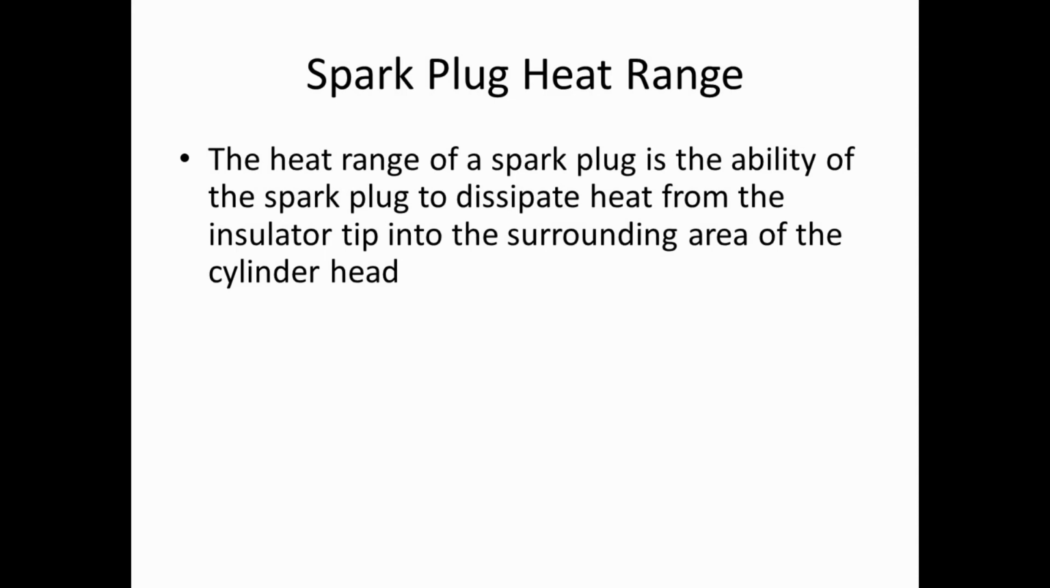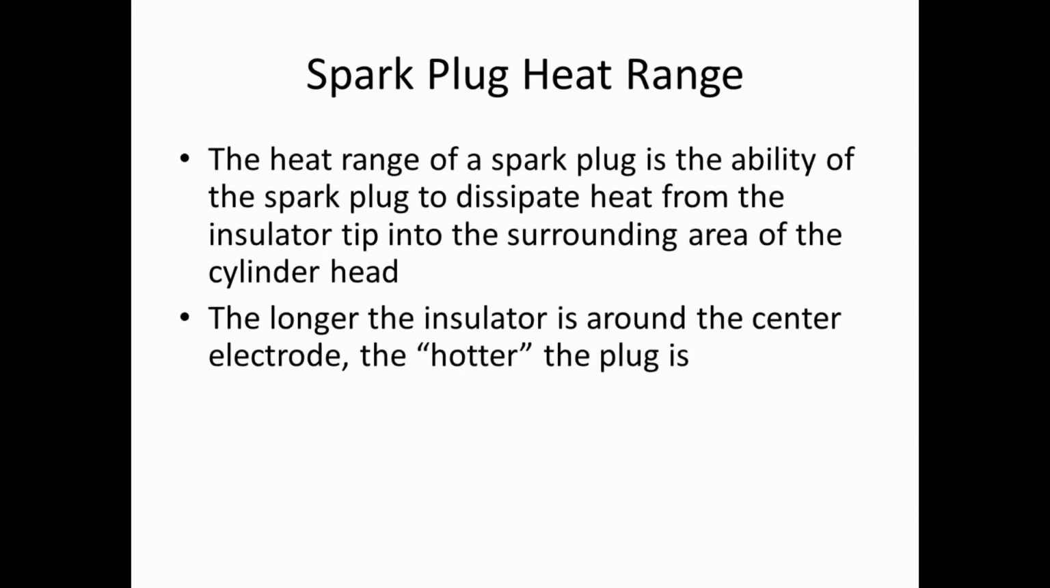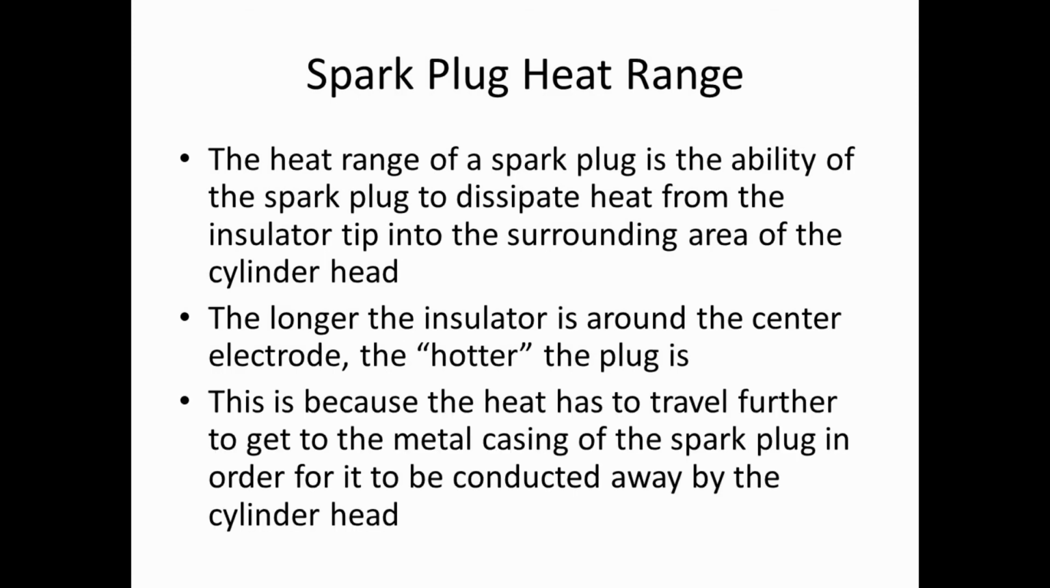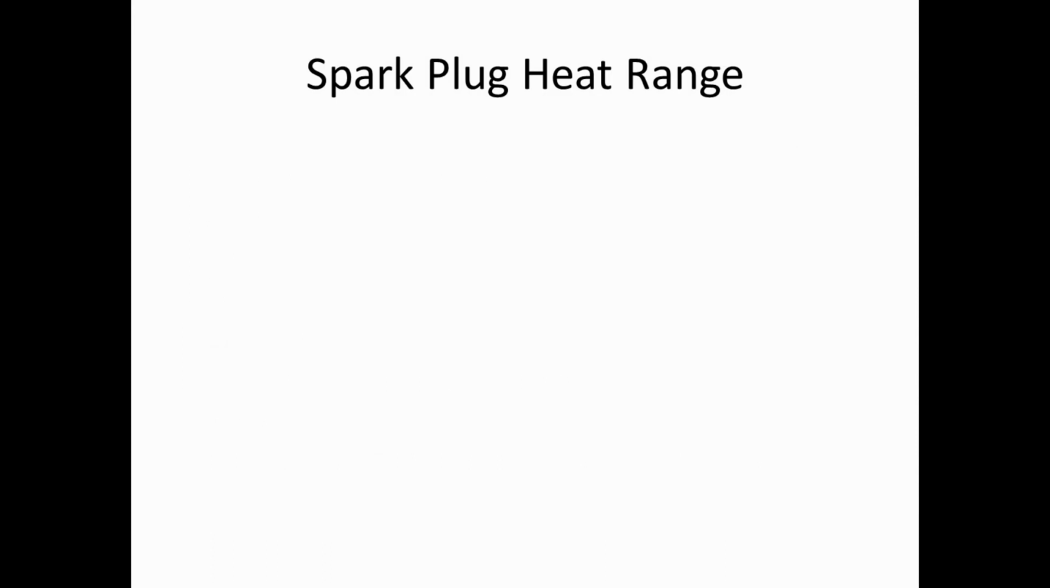The heat range of a spark plug is its ability to dissipate the heat from the combustion chamber from the insulator tip. Basically, as the fuel burns, the insulator tip heats up, and the heat range is its ability to dissipate that heat from the tip into the surrounding area of the cylinder head. So basically, the longer the insulator is around the center electrode, the quote-unquote hotter the plug is. This is due to the fact that the heat has to travel further to get into the casting of the cylinder head to be conducted away.